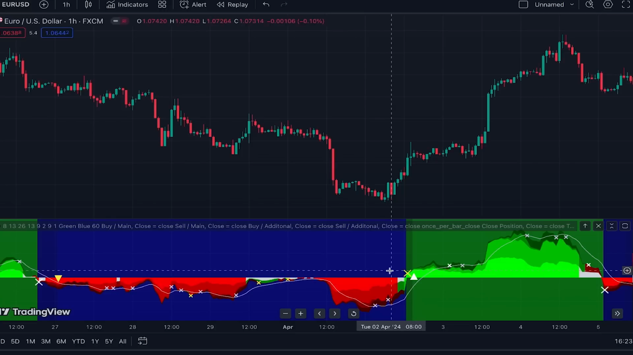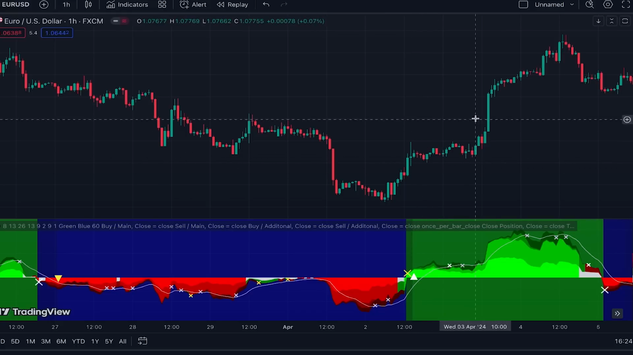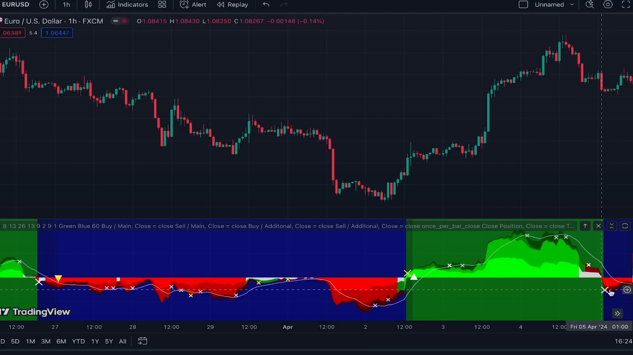And on the other hand, when the background changes to green, which is when the histogram goes above 0, and we also get this multiply sign, and after that when we get a white triangle, it's a buy signal. In other words, it's a signal for opening a long position, and when we get a multiply sign, we should close our long position. And similarly, we have these small signs for taking profit partially.